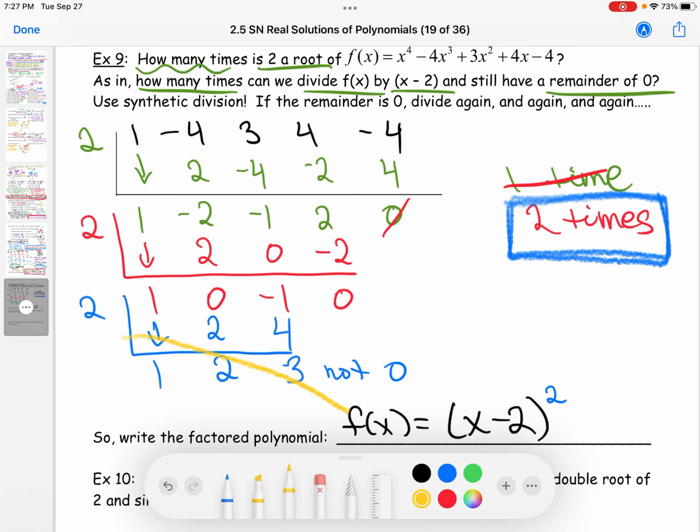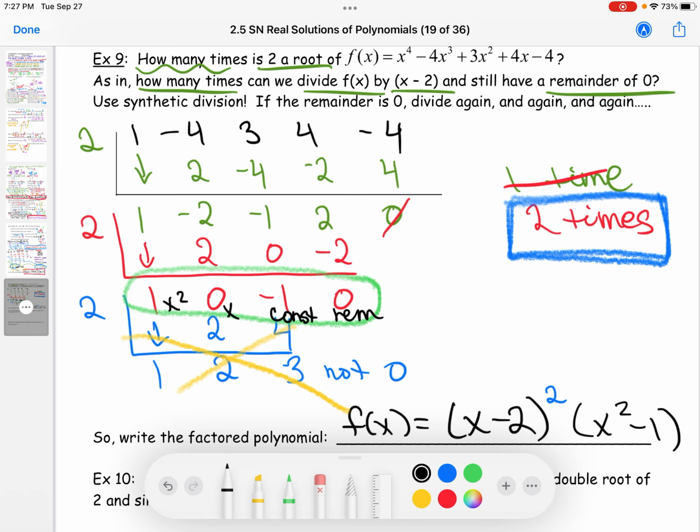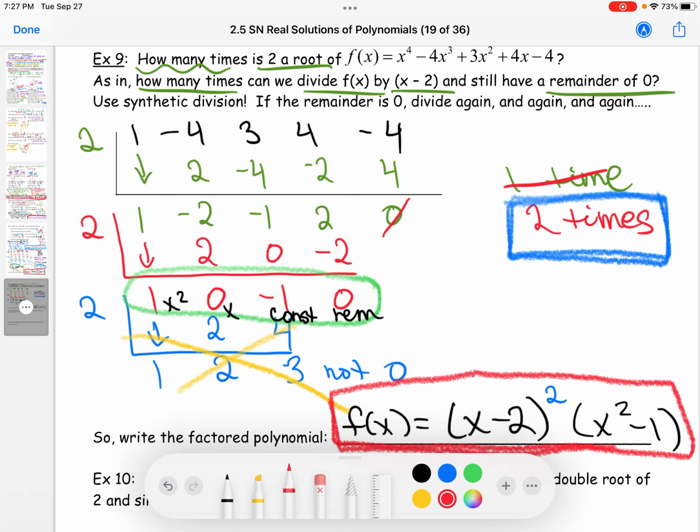Okay? And because this last division didn't work, we disregard it, and we go to the result of the last division that did work. That remainder is 0. That constant is negative 1. The x is 0. X squared is 1. So that factor would be x squared. We don't need that 0, minus 1. And this is factored polynomial.